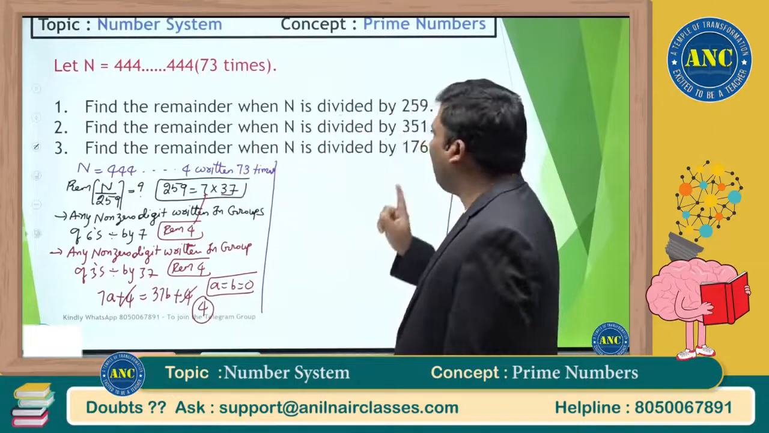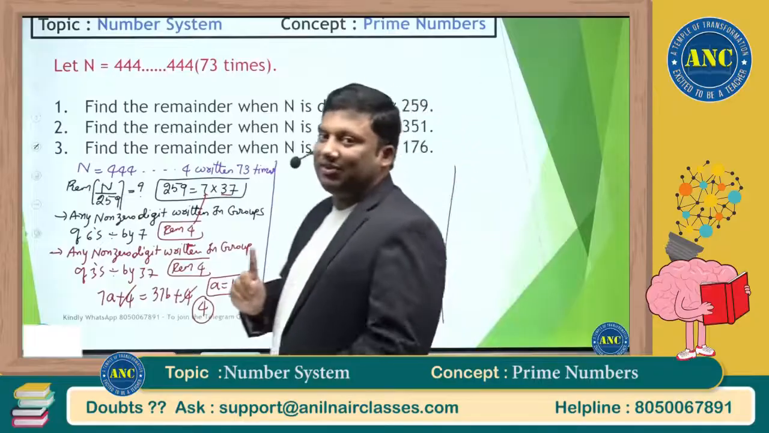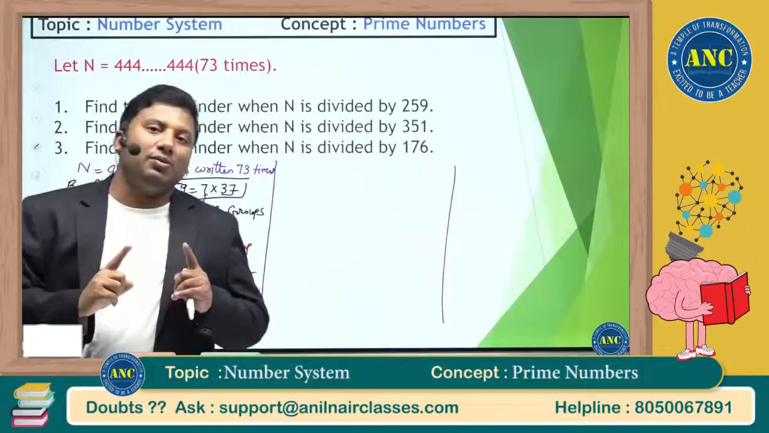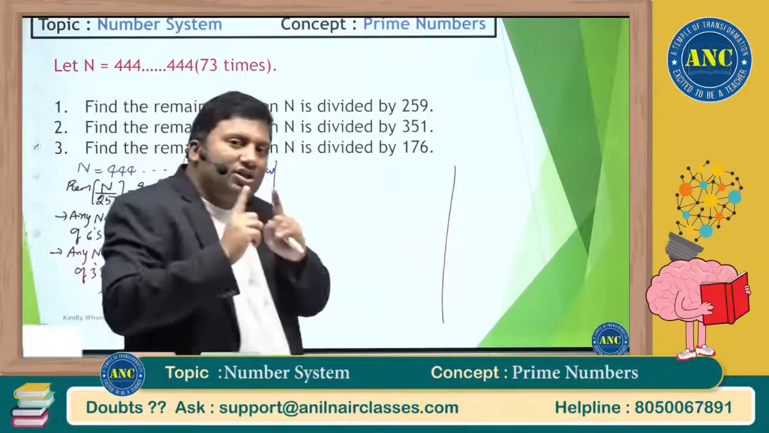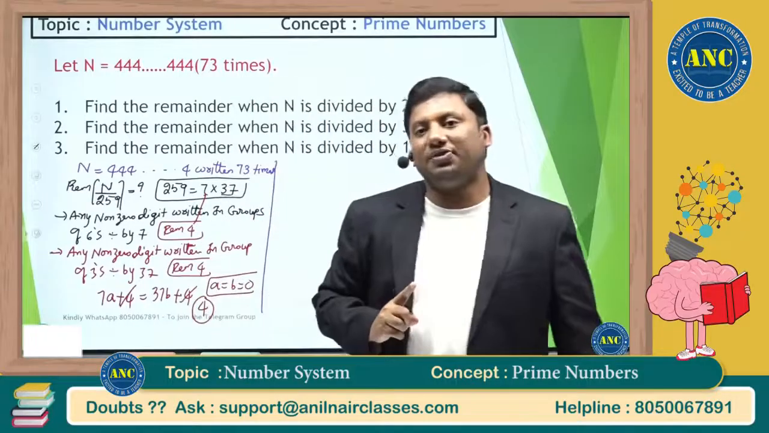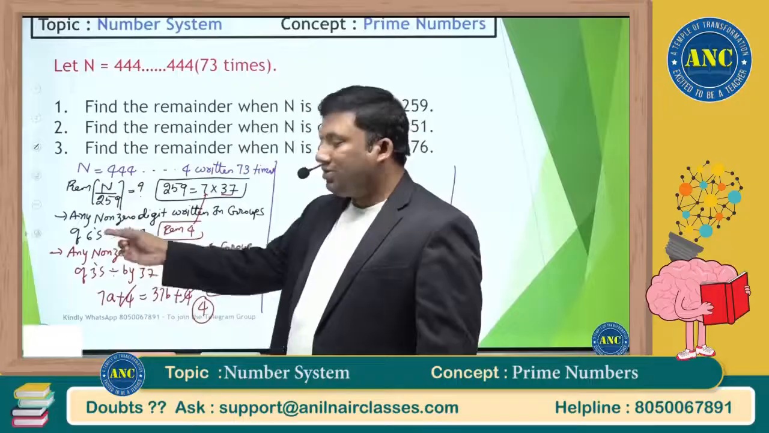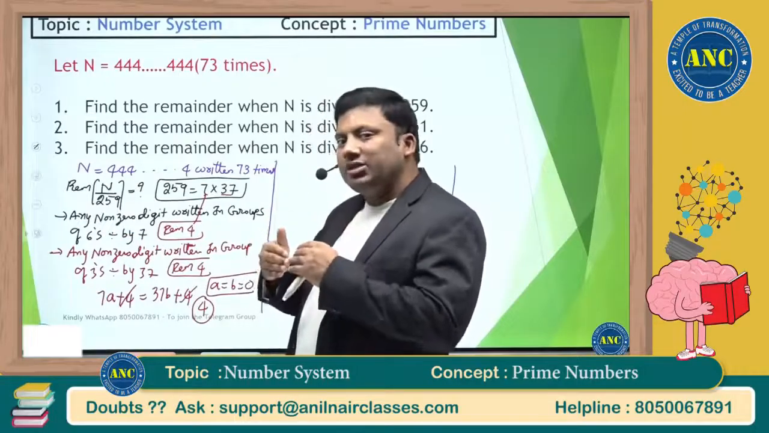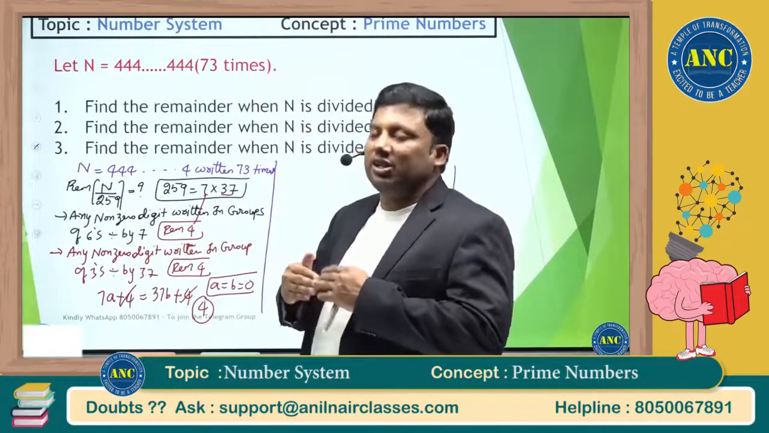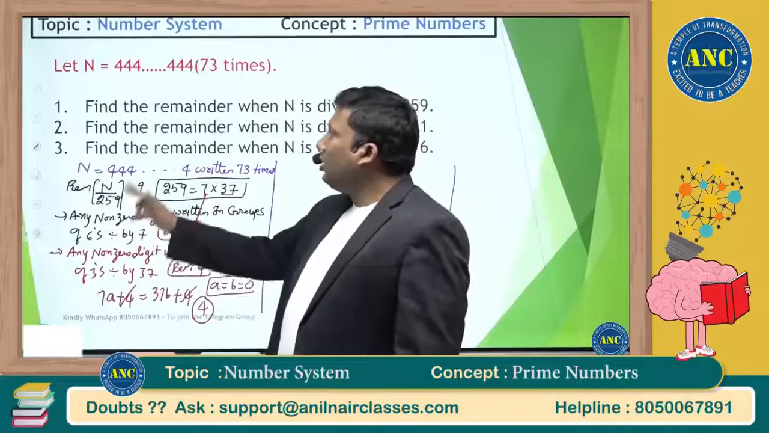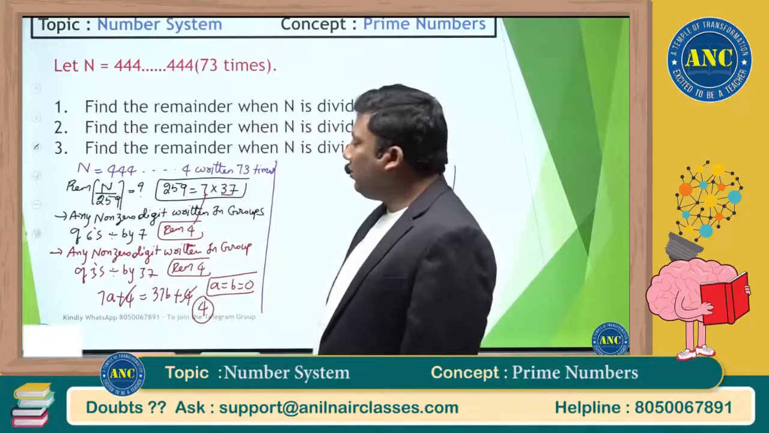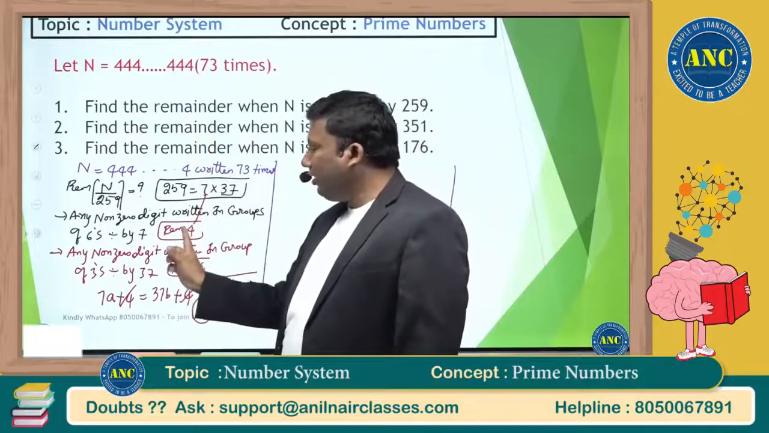259 is 7 into 37. In 7 we discussed the divisibility rule yesterday. If a non-zero digit is written in groups of 6, it is always divisible by 7. 6 times it is 0, 12 times it is 0, 18 times it is 0, 6 12s are 72 times it is 0. One 4 will be left.